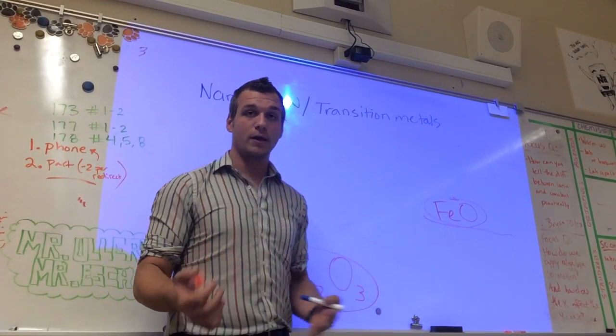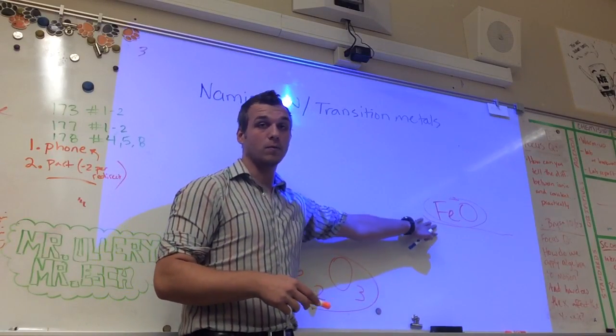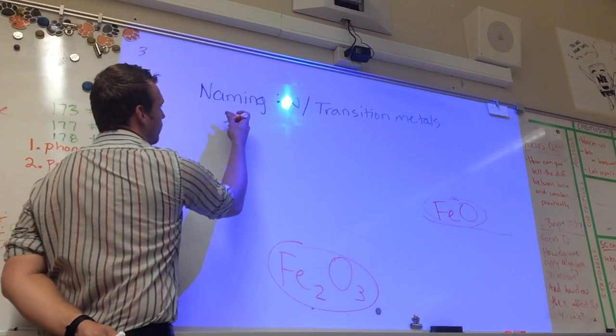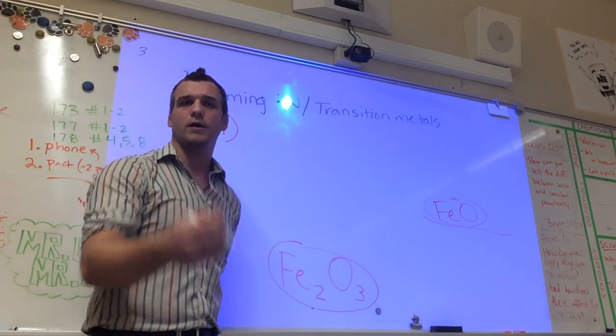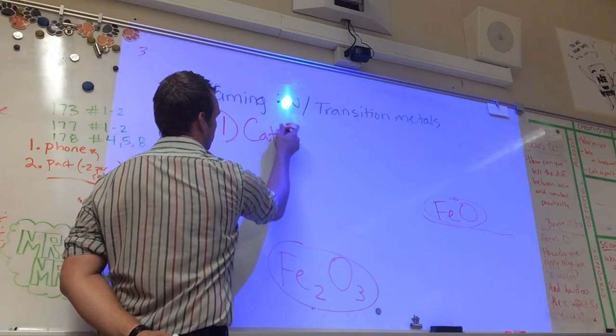So, how do we name it? Let's look at that. FeO. Let's name that. Let's look at the rules real quick. Rule number 1. Okay, I'm going to write it as I wrote actually first spell as well. Cation goes first.